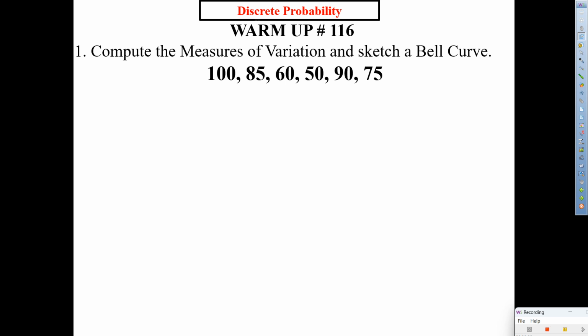Welcome back to another exciting day in mathematics. Woo, woo. How's everybody doing? Good? All right, warm-up number 116 should come up on your screen.